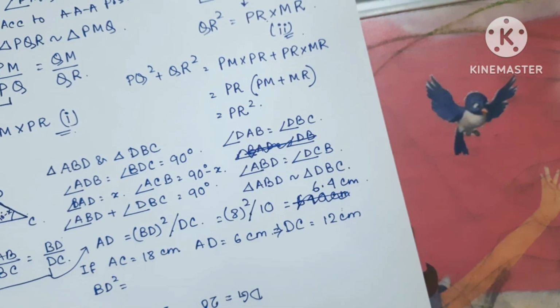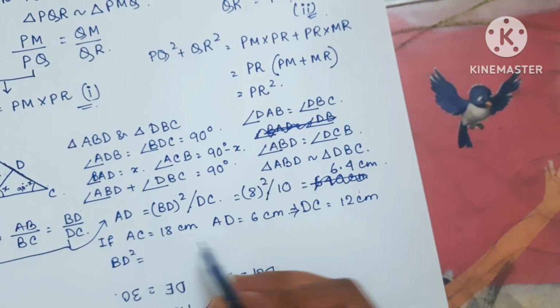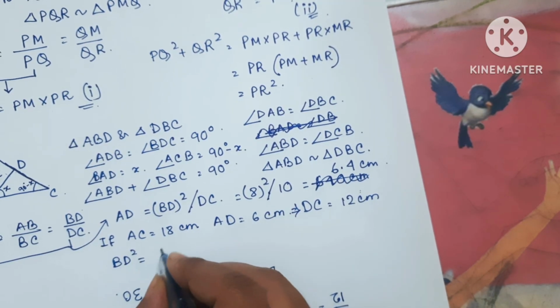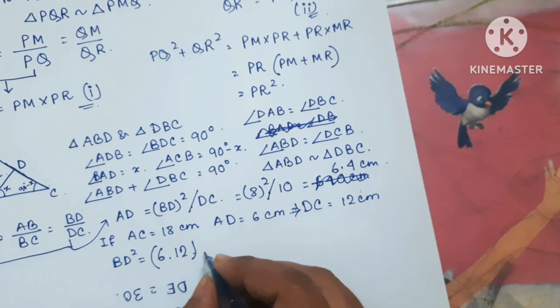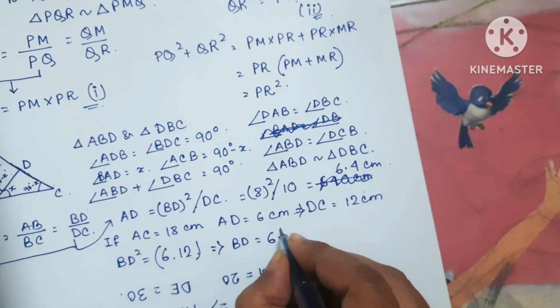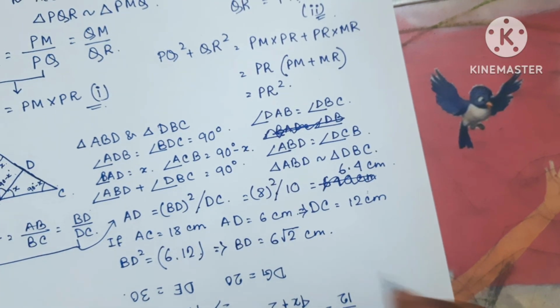Okay, 6.4 centimeter. Now see, if AC is this one, AD is this one. Okay, AD and DC are here. BD square will be 6 into 12. So that means BD equal to 6 root 2 centimeter. Okay, this part.